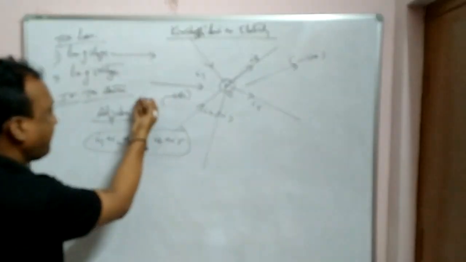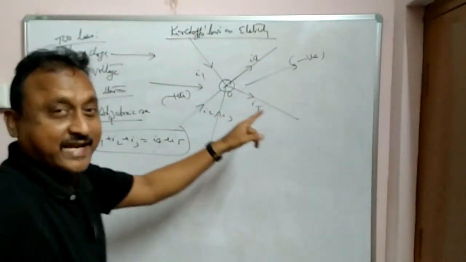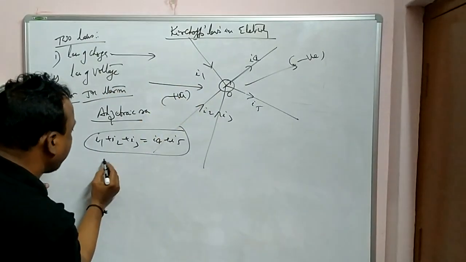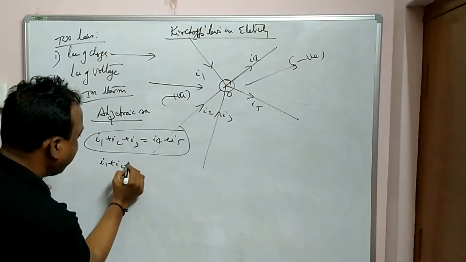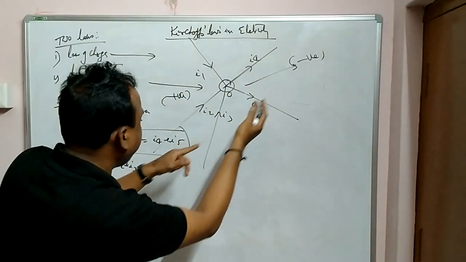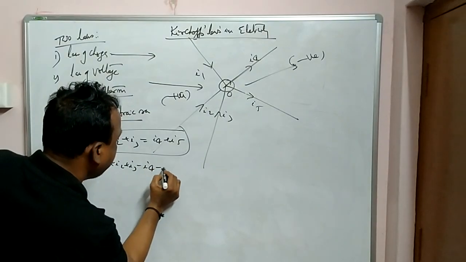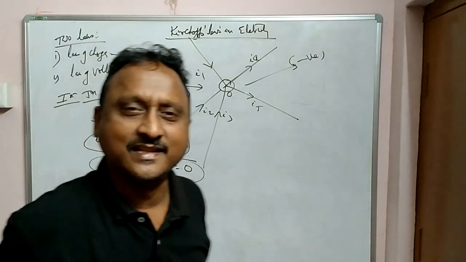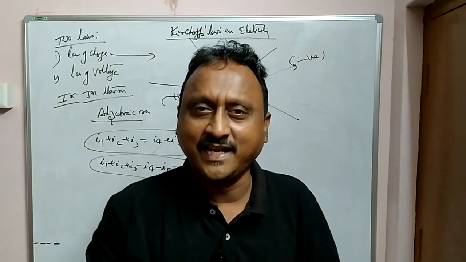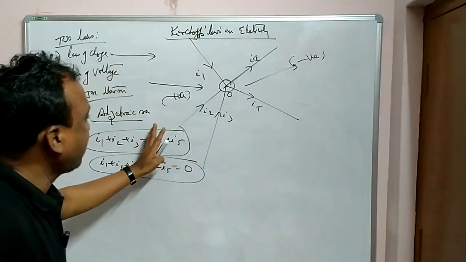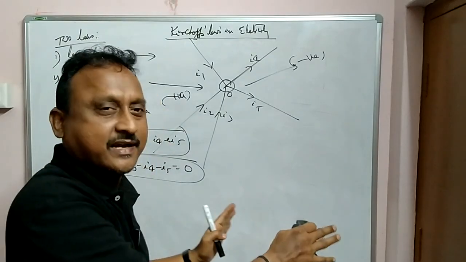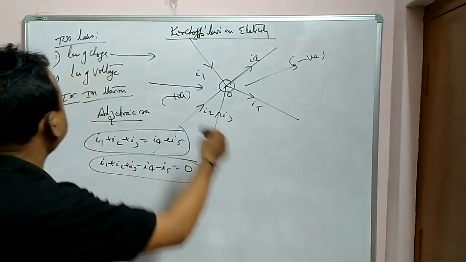Here you can see the total sum of incoming currents is equal to the total sum of outgoing. Or you can apply the algebraic sum of the currents meeting at any junction in a circuit is equal to 0. Coming is positive, so I1 plus I2 plus I3 coming. Going away is negative, so minus I4 minus I5 is equal to 0. This is another way of representing Kirchhoff's first law. Clear? So this is also called the junction theorem. It is also the law of conservation of charges. Total incoming currents is equal to outgoing currents.